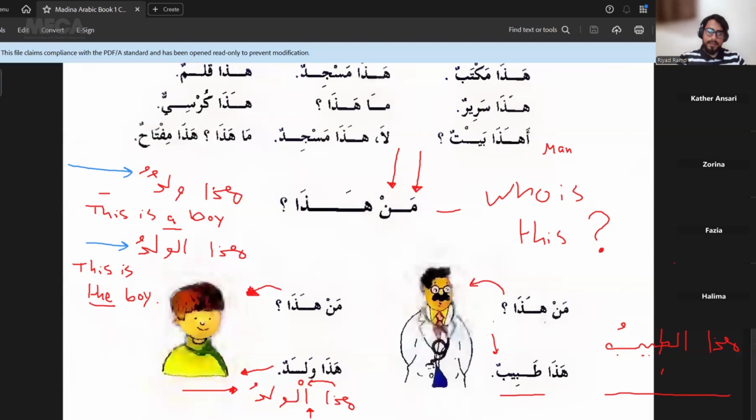Hada tabibu. You don't pronounce the lam of the shamsiya. The ta is a shamsiya, the sun letter. So we do not pronounce this one. But since this is a sentence and we have hada in the front, we would not pronounce these two. So هذا الطبيب, we would jump straight to the ta. But if there's no hada here, then I would just jump from this one to the next one.